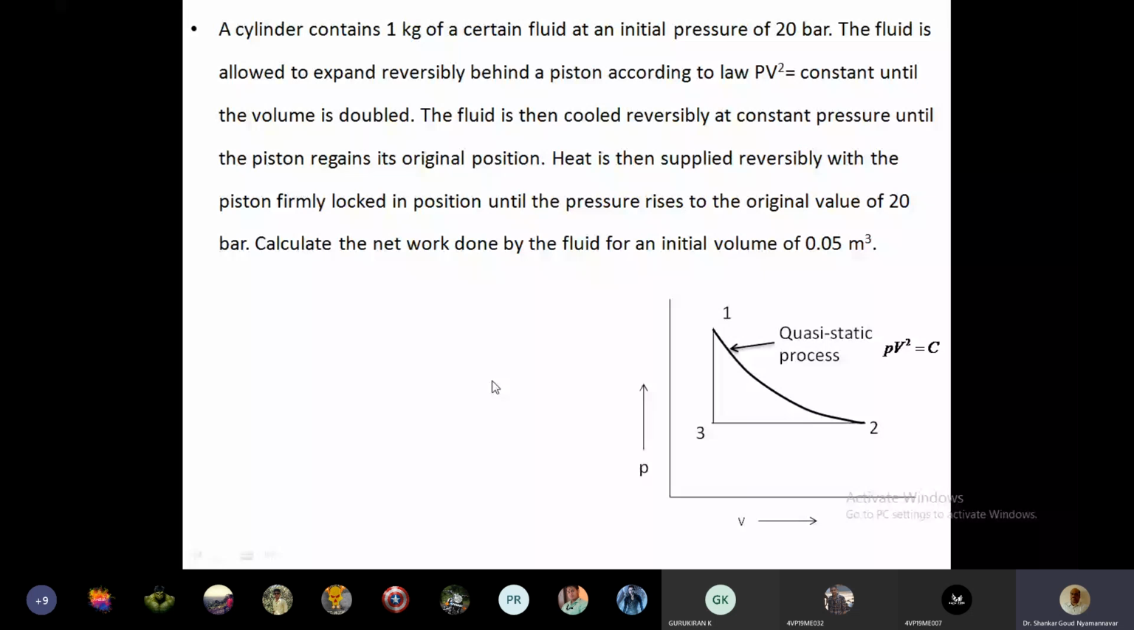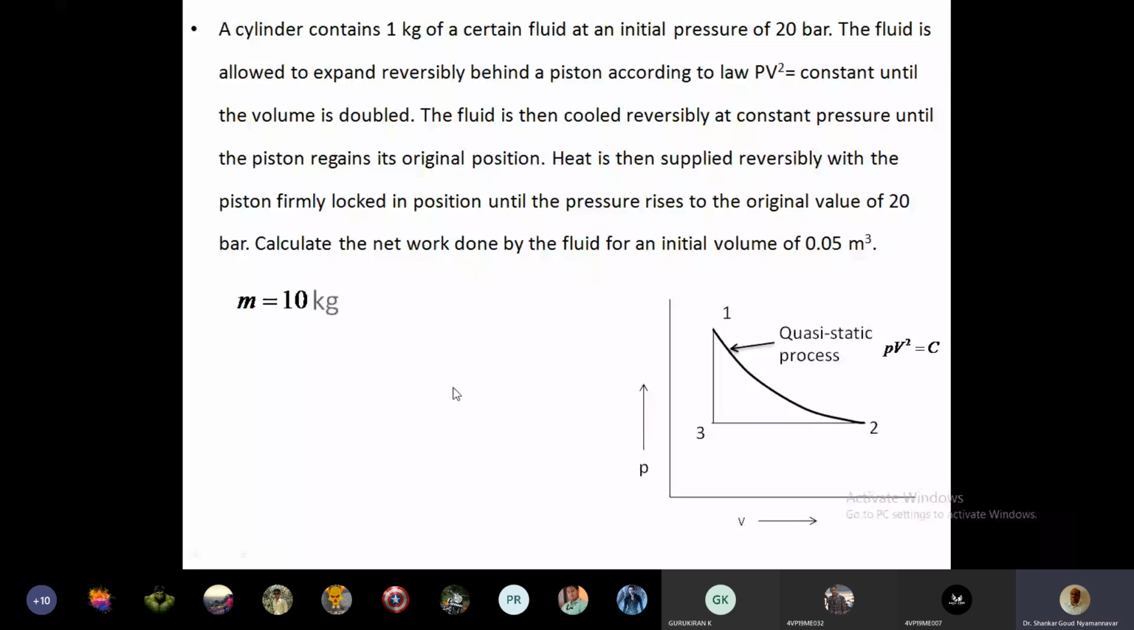So I need to find out the work done. How to do that? It is simple. I need to find out the work done in each process. For all the processes individually, I have to calculate the work done. Process 1 to 2, integration PdV. Process 2 to 3, integration PdV. Then process 3 to 1, integration PdV. That's how we have to solve the problem.